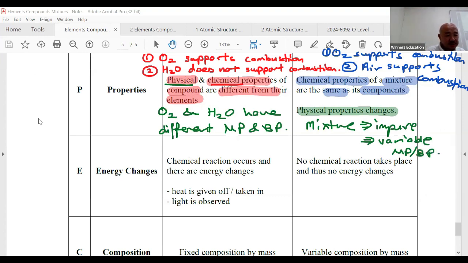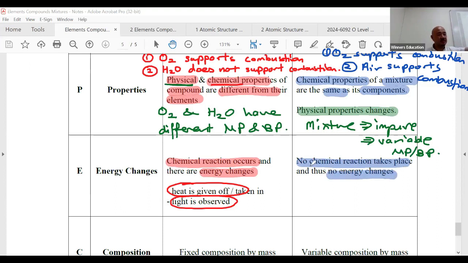Next, energy changes. When a compound is formed, a chemical reaction always occurs, and there will be energy changes. So there is energy transfer. Usually light is given off, high chance, or heat is given off or taken in. So energy like heat and light is transferred when a compound is formed. In a mixture, no chemical reaction takes place, and therefore there's no light or heat given off. It's just that you mix them together. Okay, that's it. Keep it simple.